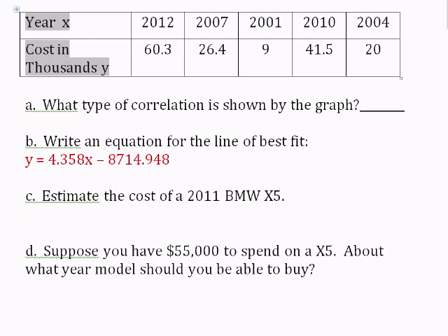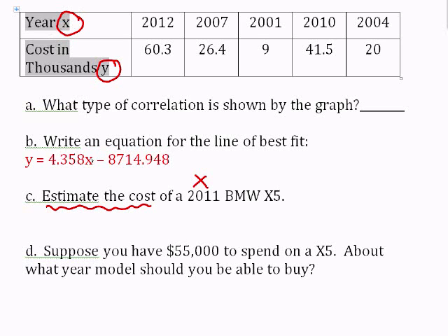I also put in that our year was our independent, or X, and the cost in thousands of dollars was our dependent, or Y, because we're going to use that information to estimate the cost of a 2011 BMW X5. Well, since the year is X, we can use our equation to estimate the cost. We just put 2011 in for X, again, because 2011 is the year.